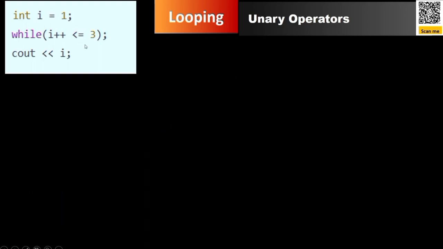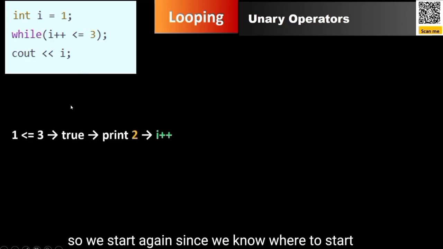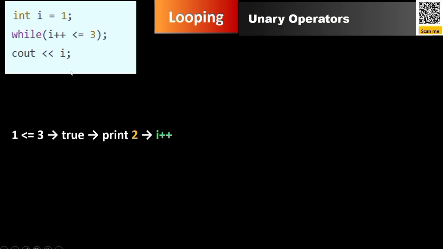Example 2. We have 3. Is that okay? We have 3. So now, what will be the outcome of this? So we'll start again. Since we know where to start, we just get the condition: I is less than or equal to 3. The condition here is true. Then you print 2. You add 1 to the post increment. You add 1 here to be 3.